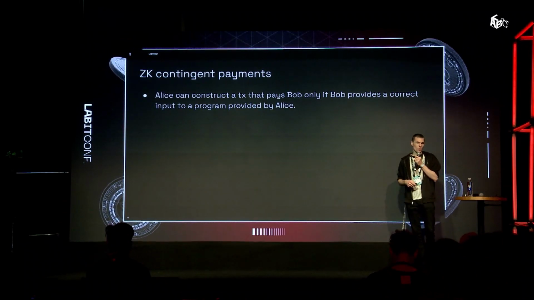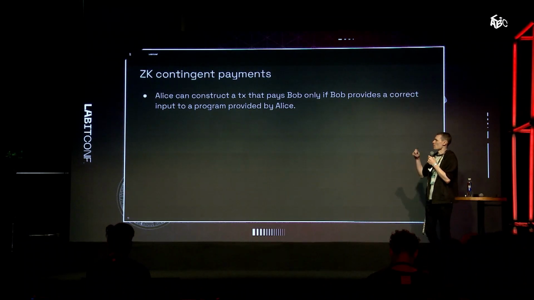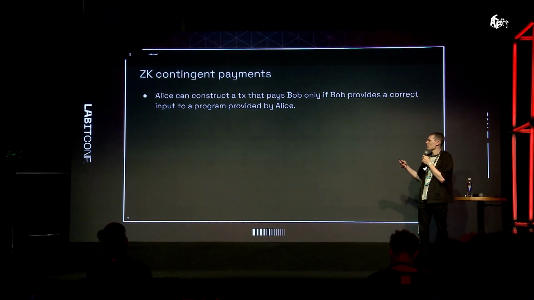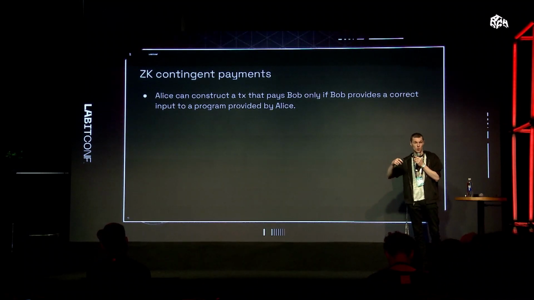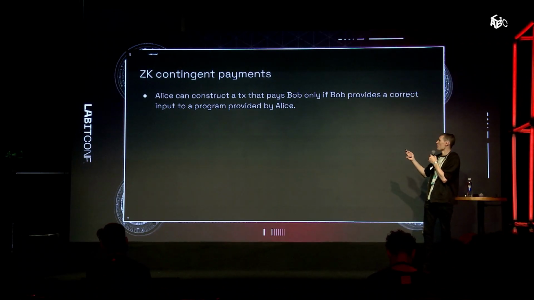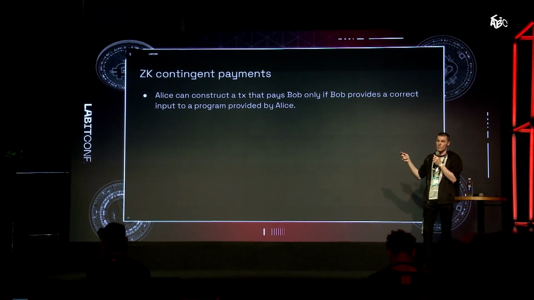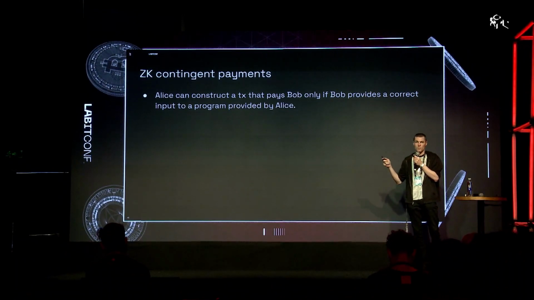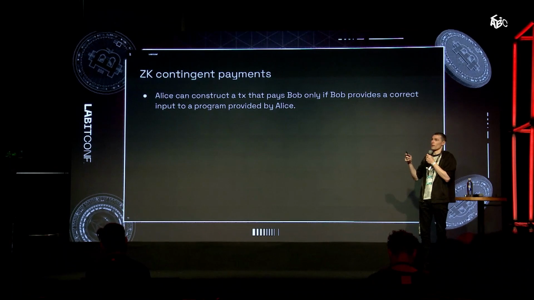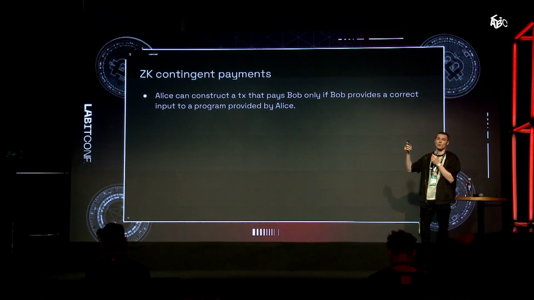Another use case, which was first discussed by Greg Maxwell, is zero-knowledge contingent payments. So the basic idea is that Alice can construct a Bitcoin transaction. You can actually do this with Bitcoin today. She can construct a transaction that pays Bob only if Bob provides a correct input to a program provided by Alice. So an example that Greg Maxwell actually came up with is like the solution to a Sudoku puzzle.